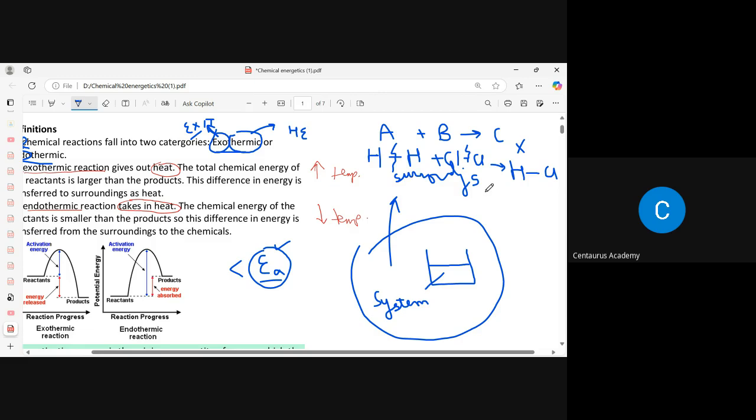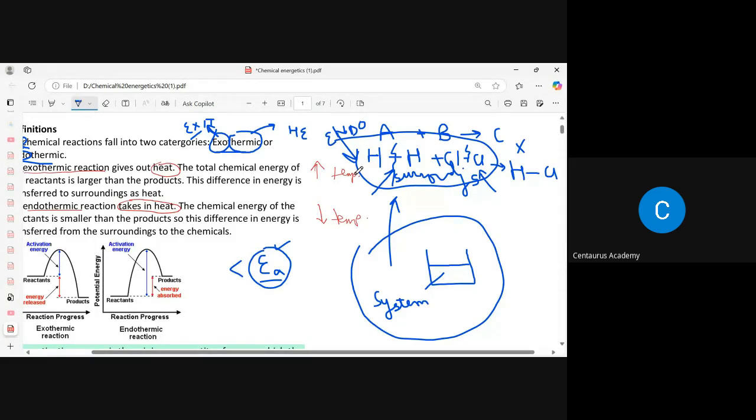To produce this product, their old bonds need to be broken down, right? This means that they need to take in or absorb heat energy from their surroundings into the system to break their old bonds and then form new bonds. So this bond breaking process requires heat energy. There is entering of heat energy, and we say that the bond breaking process is an endothermic process. Any bond breaking process is an endothermic process.